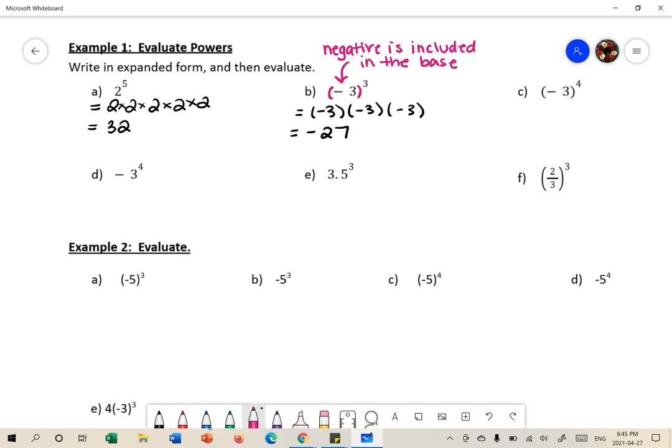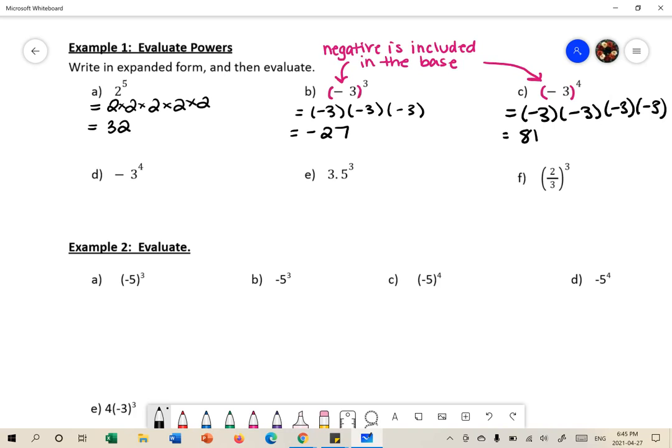Okay, and in C, again, we have brackets. So the negative is included in our base. We're going to multiply -3 by itself 4 times, which is equal to 81.